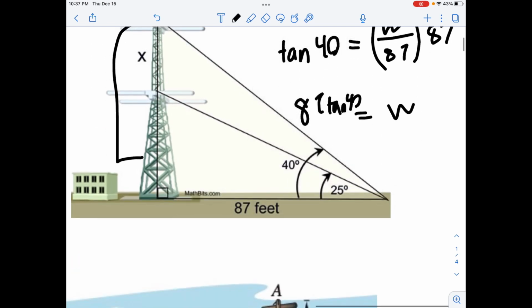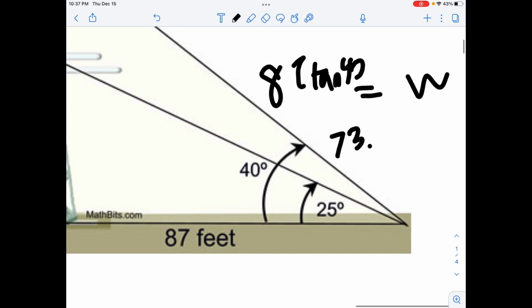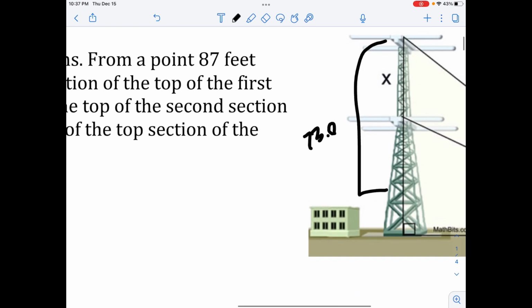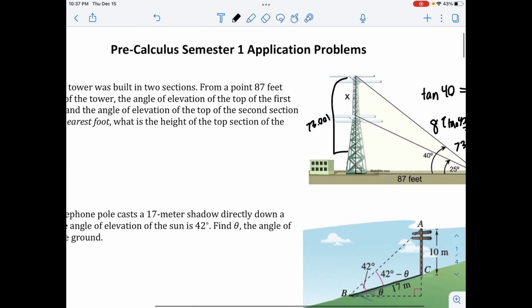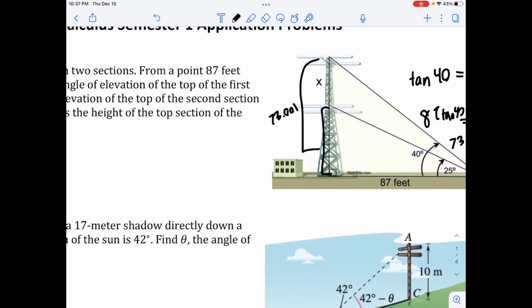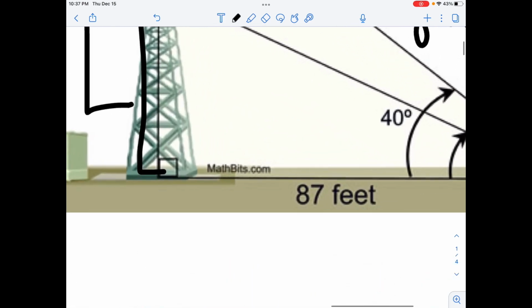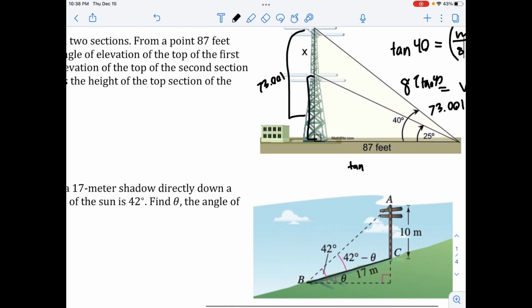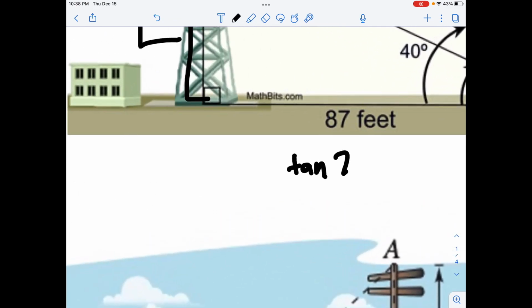Okay, and then you get 73.001. So W equals 73.001. But we need to find x, and the only other angle we have is this one right here, where we have this side length. So if we find this side length, we can subtract it from 73.001, and we'll find x. So we should do the same thing. We'll go tan 25 this time, because that's the angle right there.